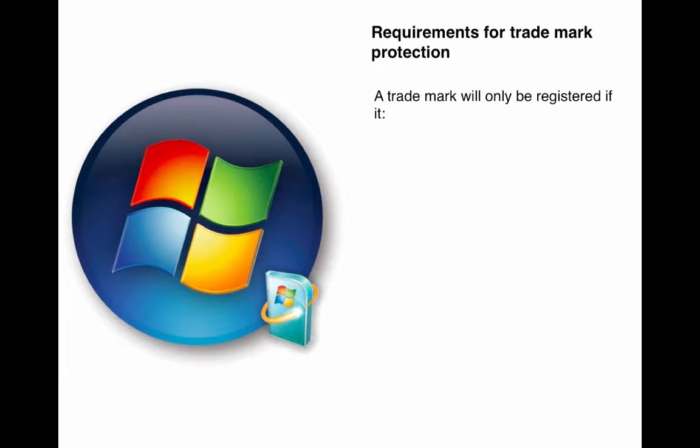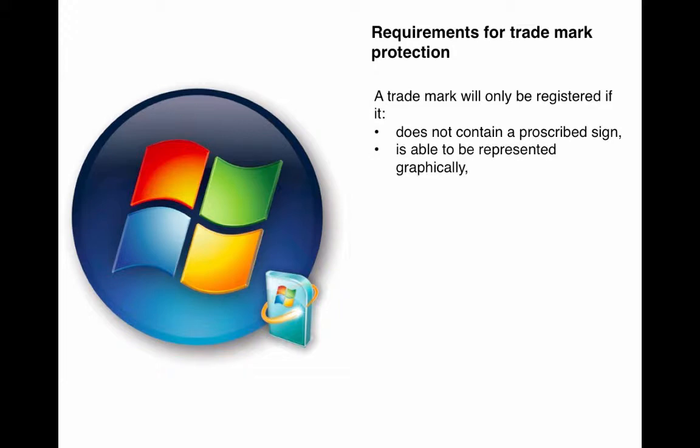In order for a trademark to be registered, certain requirements must be satisfied. The trademark cannot contain a prescribed sign. So, for example, the Australian coat of arms cannot be used in a business's trademark. It has to be able to be represented graphically. In other words, it has to be capable of being described on a page.